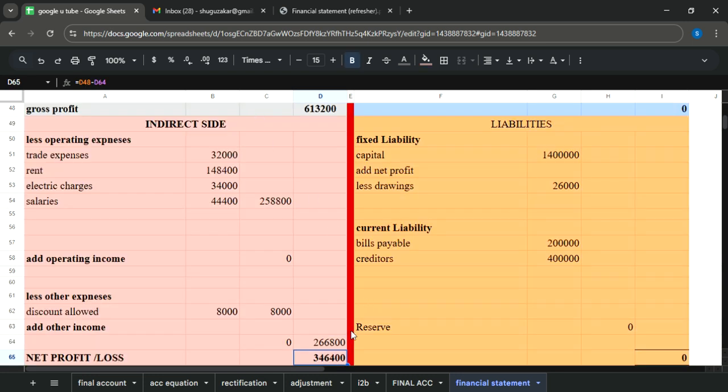Next step is to take this net profit and bring it to the next page. We have already written net profit should be added since it's a profit. Why? Income was 6 lakh, expense was 2 lakh. It means income is more than expense, so 3 lakh is your profit. So here you will mention this profit.